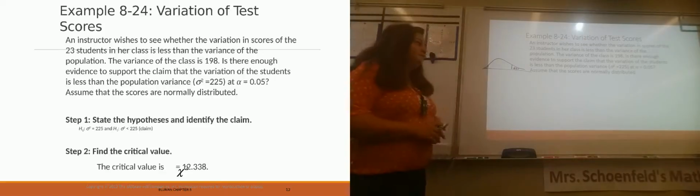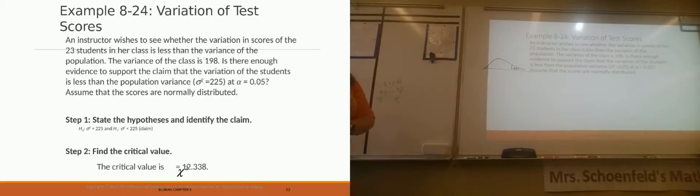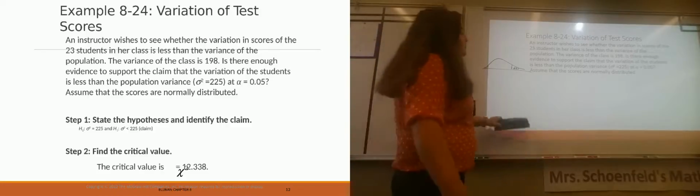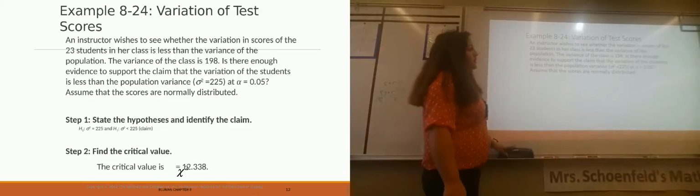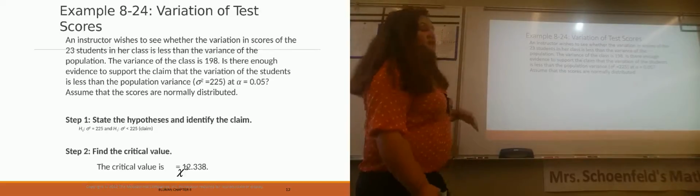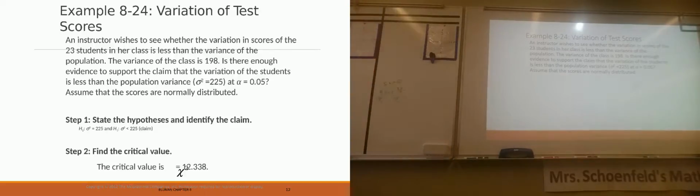Okay. An instructor wishes to see whether the variation in scores of the 23 students in her class is less than the variance of the population. The variance of the class is 198. So, whoops, I should have written down my formula, and I did not.